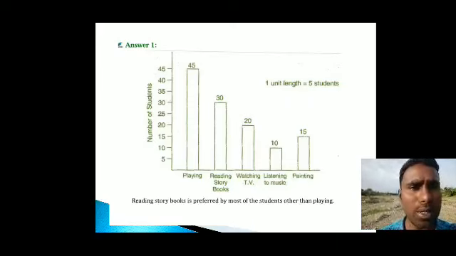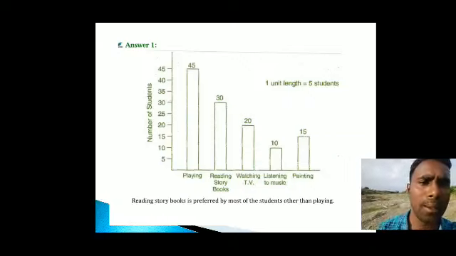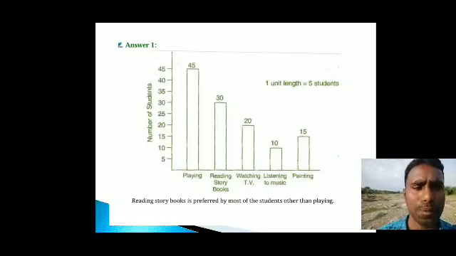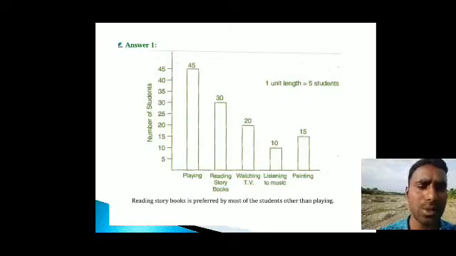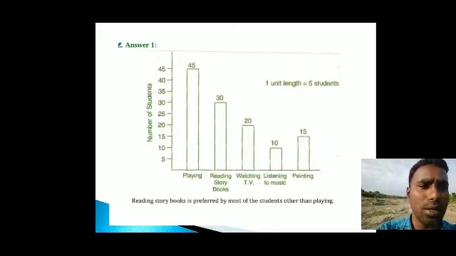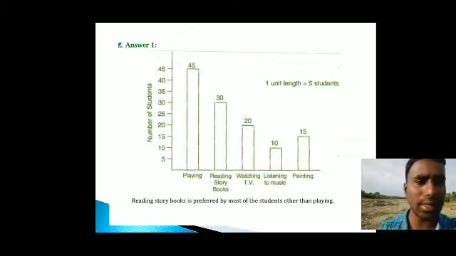So how many students are going to prefer each of these activities? First one, playing. So in the X axis, the first point you write playing. Next unit, just leave it, to give some gap. So first one unit playing, next unit leave it, next you write reading storybooks, then one gap, then watching TV, then one gap, 1 centimeter gap, then listening music, then 1 centimeter gap, and then painting. Likewise you draw in the graph.